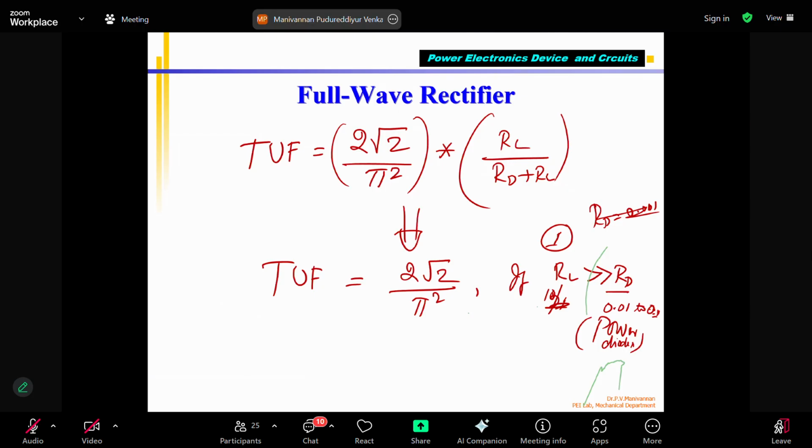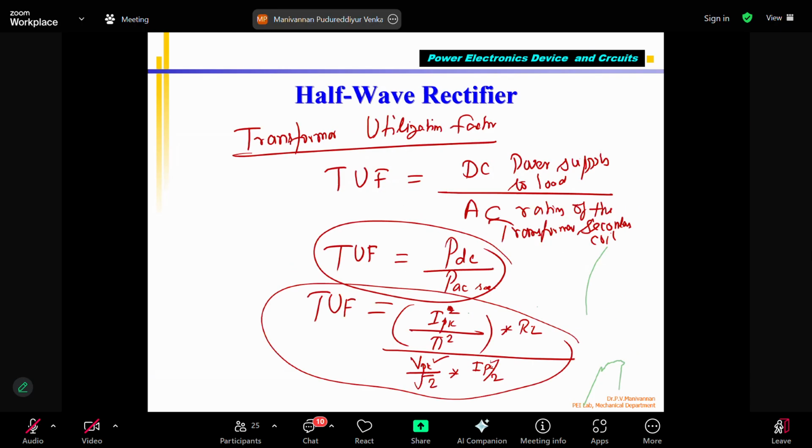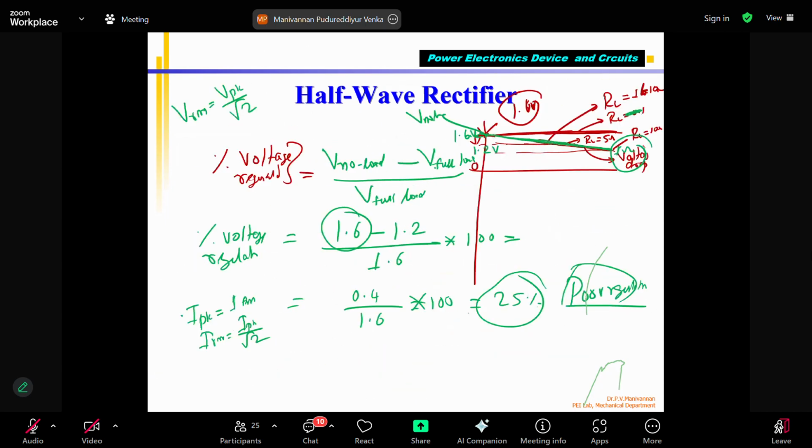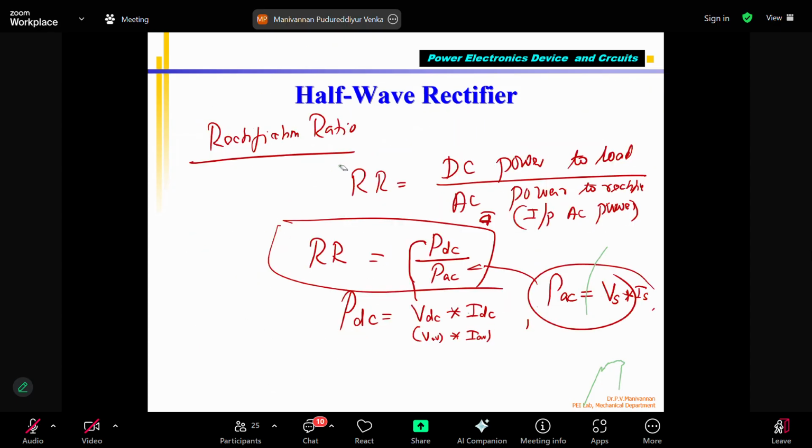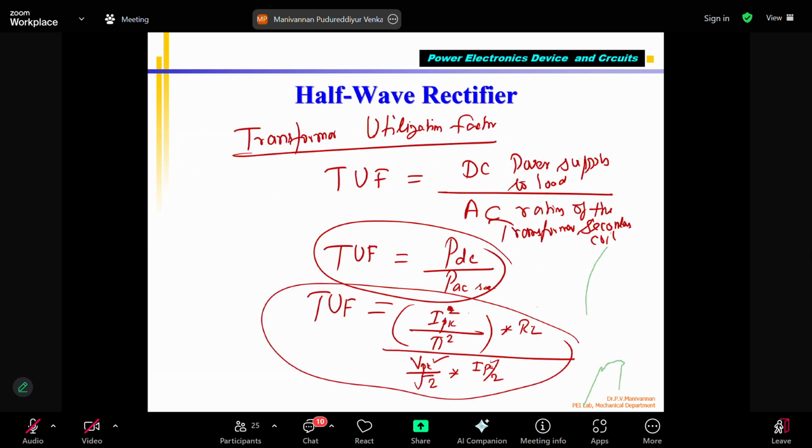From that, you can compute the peak voltage. The VS is nothing but the RMS voltage, the secondary voltage. From that, you can calculate V peak. Then you can do these problems. You can expect the half-wave rectifier. You will be asked to calculate voltage regulation, then efficiency, then ripple factor, the rectification ratio, TUF. These may be asked to compute. Maybe 3 to 4 marks will be a problem in the NSEM exam.